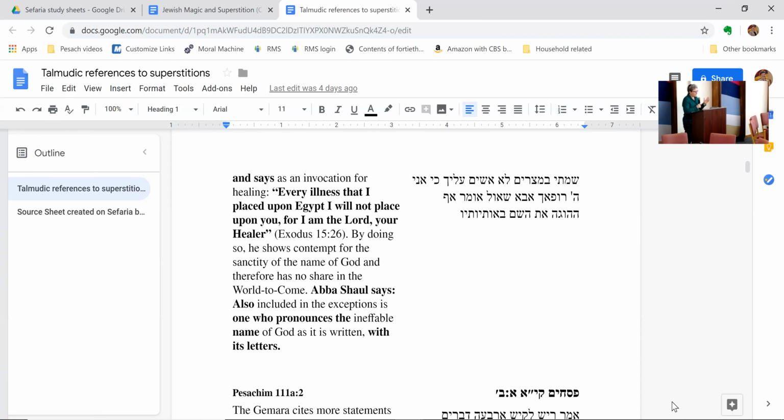So what do you make of this? What would be so wrong about uttering these words over a wound? Even if you lived a virtuous life and did all of these other mitzvot, you would have no place in the world to come? Why is this a step too far?